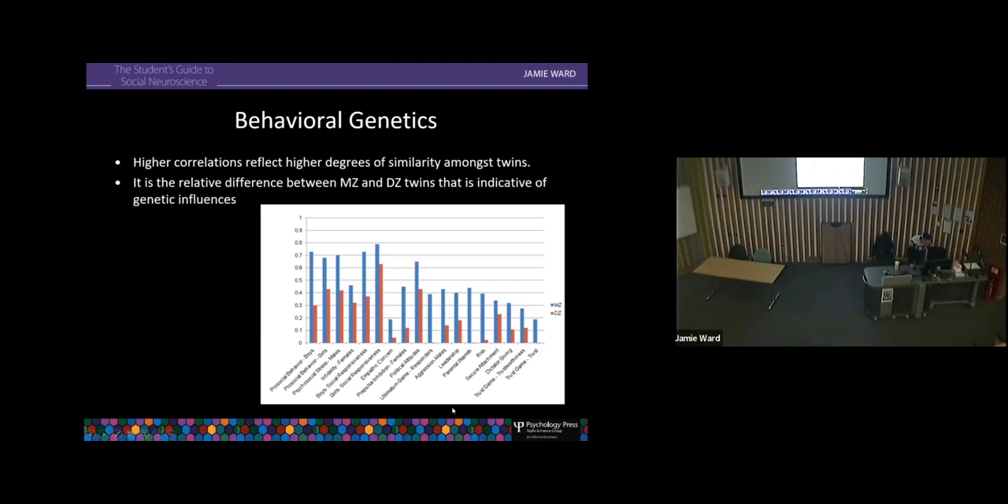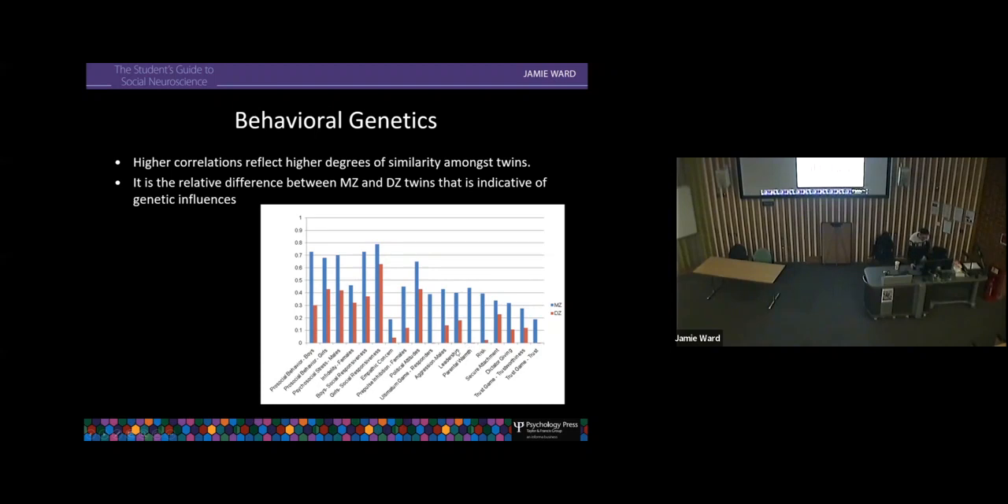You've got pro-social behavior. You've got bizarre things like infidelity. You've got empathic concern. So again, empathic concern, the values tend to be low. That means that the twins in general don't correlate so much with each other, but actually the genetic difference is quite large between the blue and the red. So the overall size of the correlations between the twins are low, but the difference between MZ and DZ is large. So you've got these kind of relative and absolute effects here.